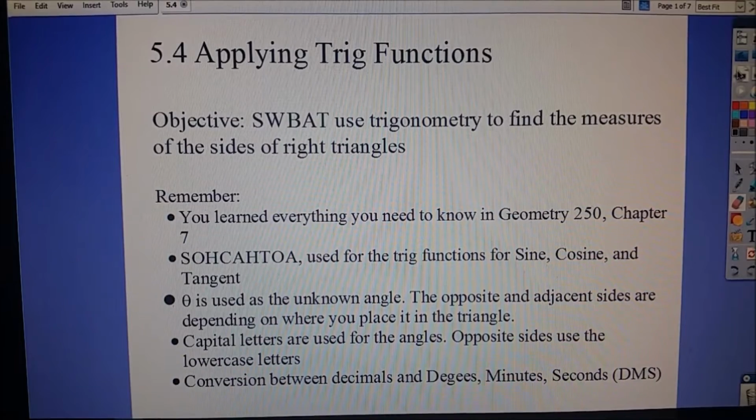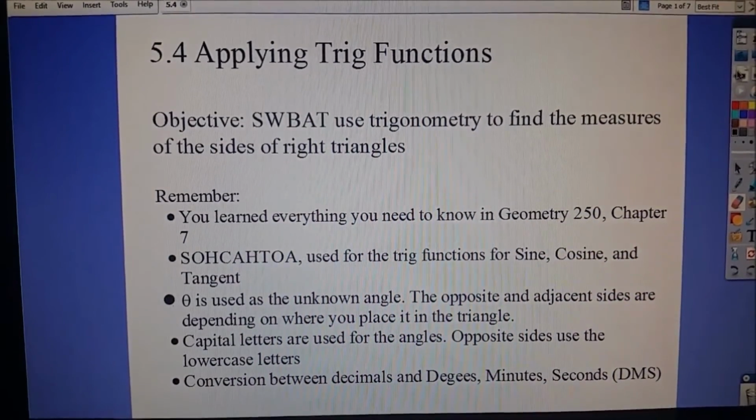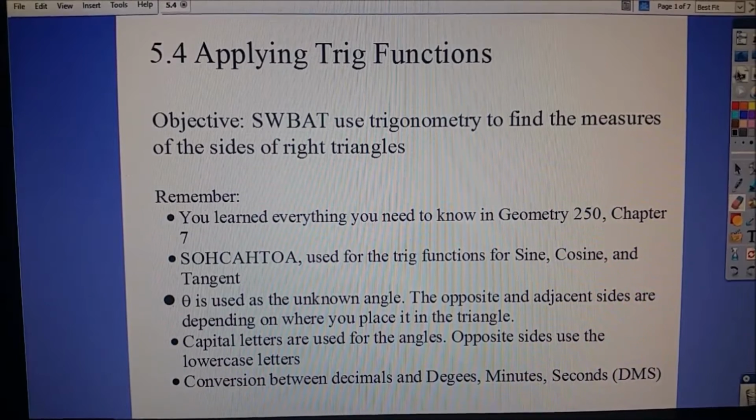So, at the end of this lesson, I want students to be able to use trigonometry to find the measure of the sides of right triangles. We're going to get to a point where we can solve all three angles and all three sides of a right triangle, and then with non-right triangles. But for now, let's just worry about solving that one side.